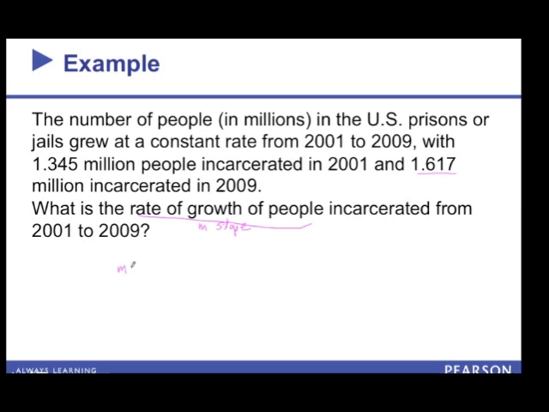So the slope is y2 minus y1 over x2 minus x1. On the numerator, we'll get 0.272, and the denominator will get 8. When we divide that, it comes out to 0.034. So the rate of growth would be 0.034.